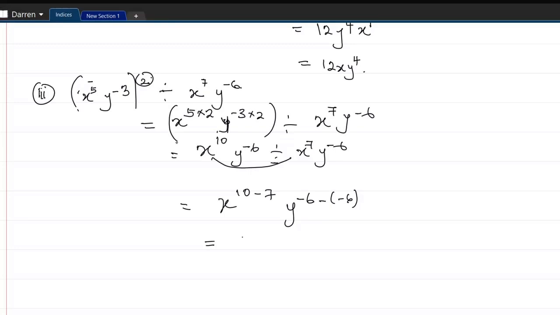That's going to give you x raised to the power of 3 y raised to the power of minus 6 plus 6. And this is going to give you x raised to the power of 3, and minus 6 plus 6 is 0. So y raised to the power of 0. Recall that anything raised to the power of 0 is 1. So this is x raised to the power of 3 multiplied by 1, and this is the same as x raised to the power of 3. That's basically the negative index law.